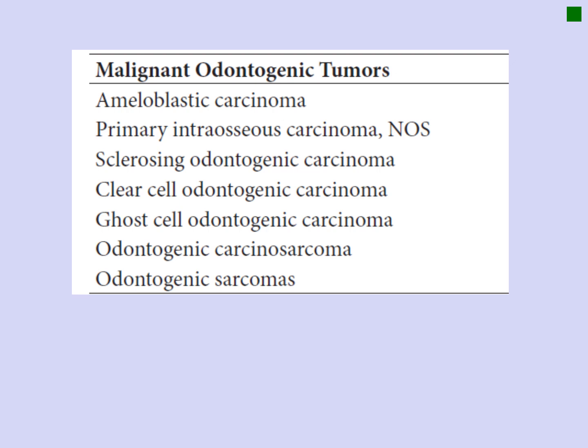Right. The last group is the malignant odontogenic tumors, and all of them have been categorized together, carcinomas and sarcomas together. So under malignant odontogenic tumors, you have ameloblastic carcinoma, you have primary intraosseous carcinoma. NOS stands for not otherwise specified. Sclerosing odontogenic carcinoma, clear cell odontogenic carcinoma, ghost cell odontogenic carcinoma, odontogenic carcinosarcoma, and odontogenic sarcomas.